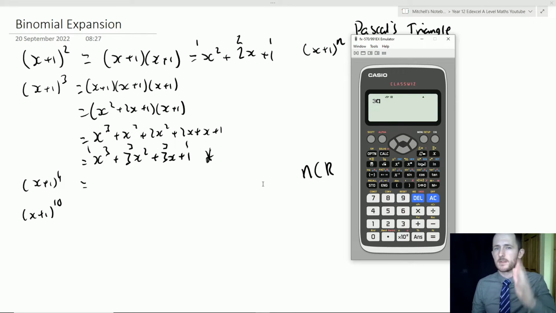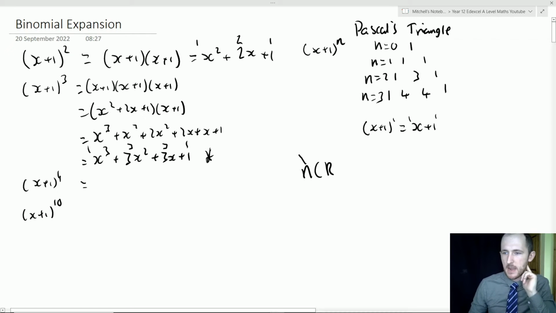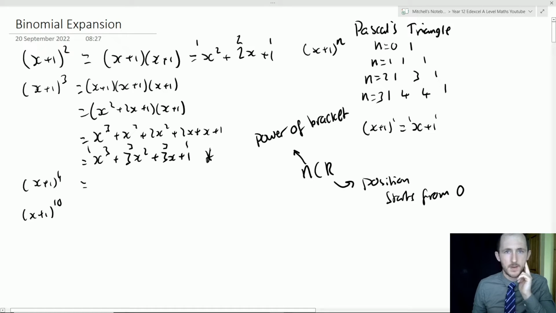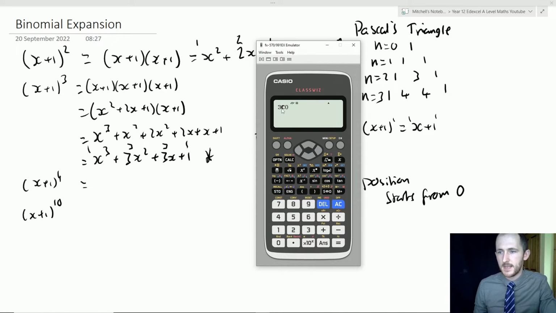But, and if you're doing computer science, you might recognize this, counting starts from 0. 1 isn't the first one. So just to reiterate, n is the power of the bracket. And R is the position you're in. Okay. And it starts from 0. Okay? So when I type this in, it's going to give me the number that is in front of the first term, which is 1.